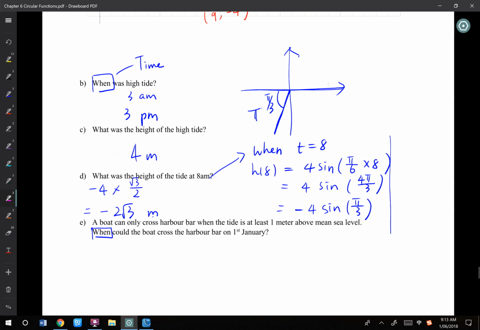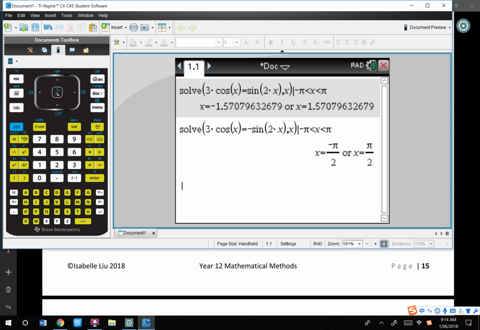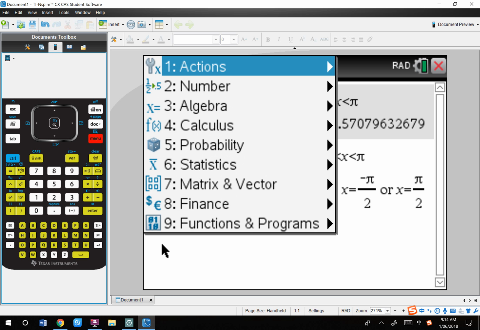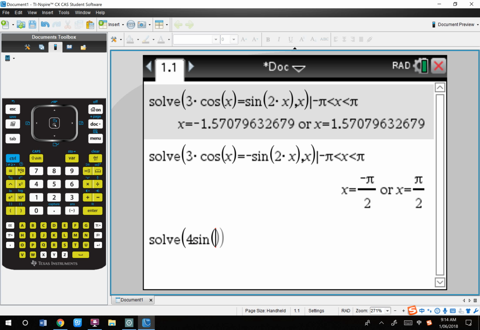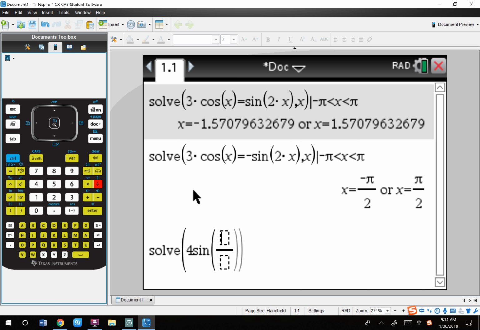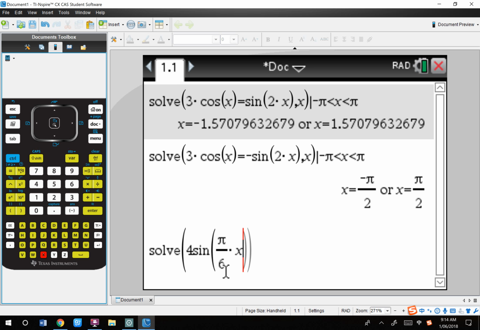I need to use the calculator to do it, because this is basically 4 sine pi on 6 t equals 1 meter. Okay, a quarter is not a special value, so I can't do that by hand. Therefore, I'll use the calculator. Menu 3-1. 4 sine pi on 6 times x equals 1, comma x.